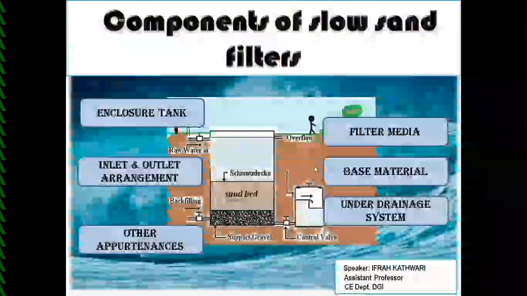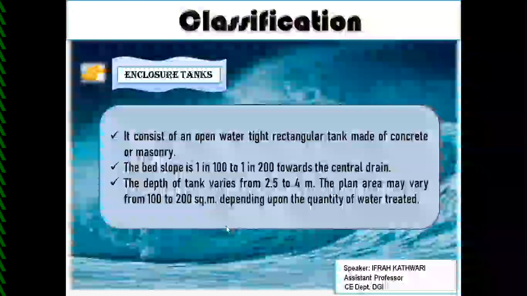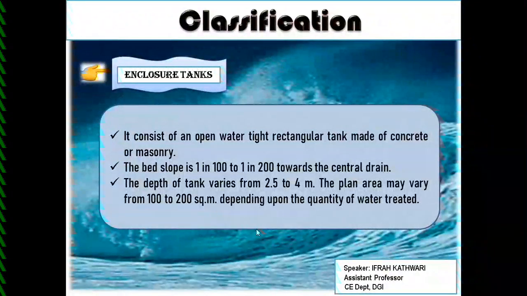Then we have the enclosure tanks. These enclosure tanks are made of concrete or masonry. The slope of the bed may be 1 in 100 or 1 in 200, and it is towards the drainage, wherein the water will be drained off. The depth of the tank varies from 2.5 to 4 meters. The plan area of the whole filtration tank requires only 100 to 200 square meters, which depends on the quantity of water to be treated.